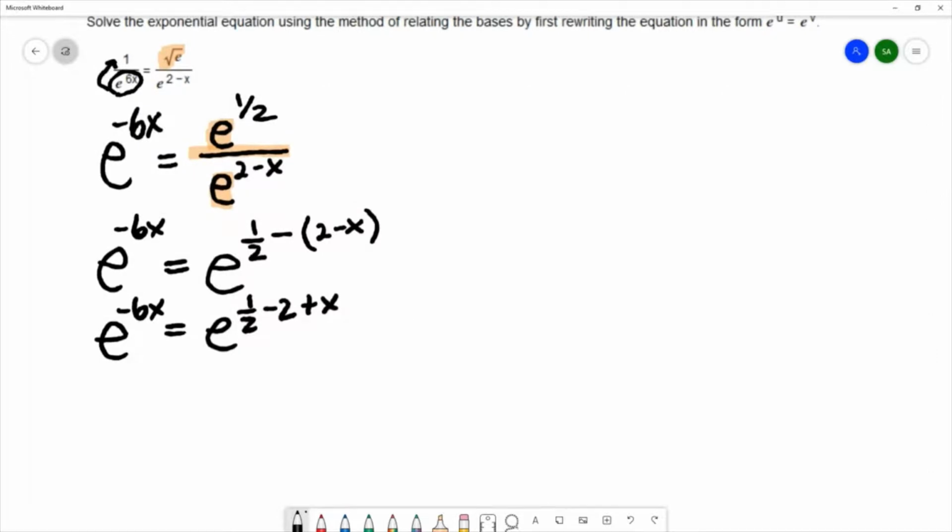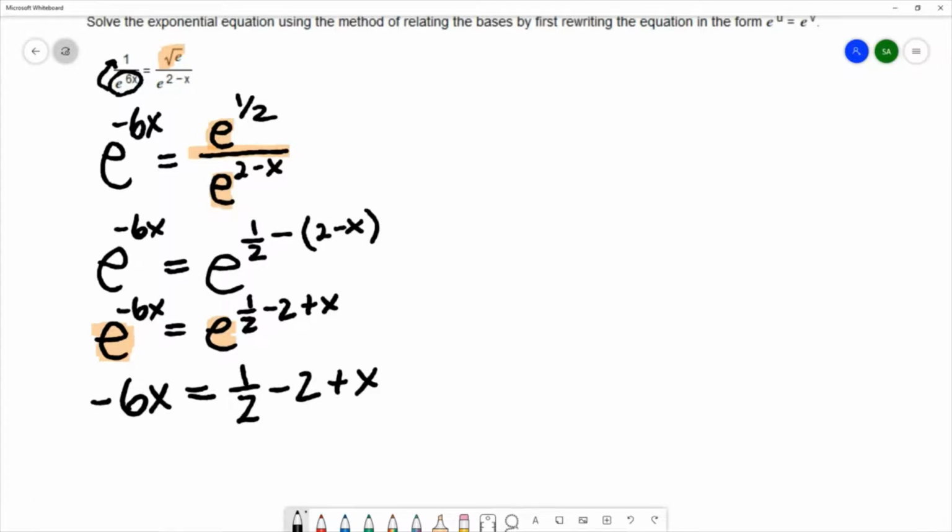I can now say that I've written both sides of the equation with the same base, and by the relating the bases method and the one-to-one property, these exponents must be equal to each other. So I can simplify the equation to be negative 6x equals 1/2 minus 2 plus x.